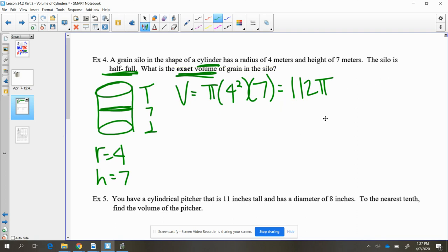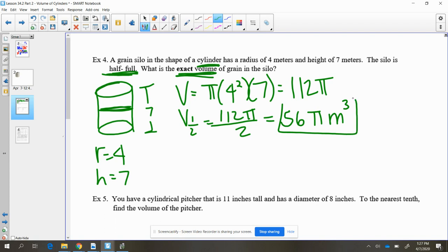So here's the total volume capacity of our grain silo. But because it's only half full, we need to take that value and divide by 2. So half of 112 is 56. Again, you just keep the pi with it. So your final answer is 56 pi meters cubed.